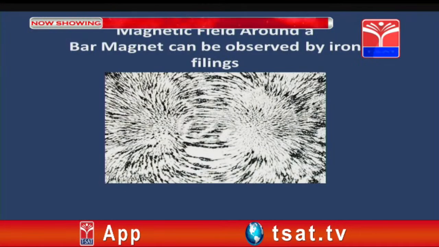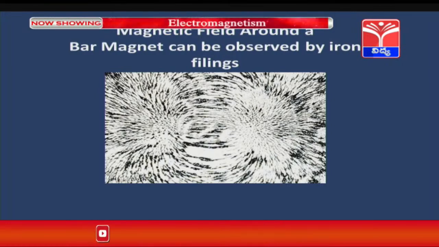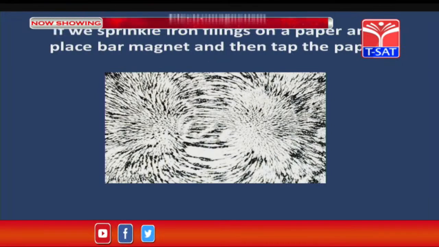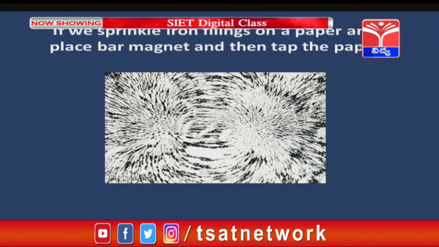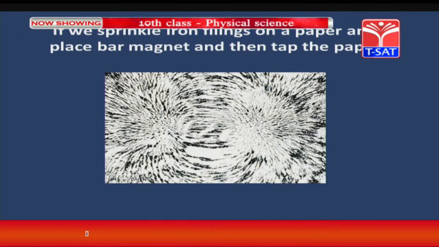Now let us see the activity to observe the magnetic field around a bar magnet by using iron filings. We need to take a sheet of paper and sprinkle iron filings on the paper. Now place a bar magnet and then slowly tap the paper. We see the iron filings will get arranged in the form of the magnetic field lines around the bar magnet.